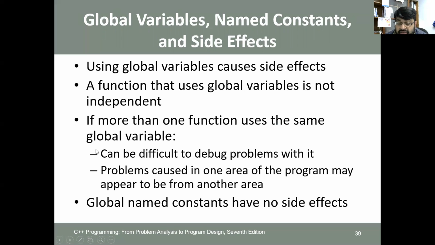Hence, you need to be careful which function is calling and what is happening to the value every time in the global variable. Problems caused in one area of a program may appear to be from another area. So a lot of times, if you're using global variables, the problem might be happening in one part of the program, but you are seeing it on the other part. So it gets very difficult to debug these kind of problems.